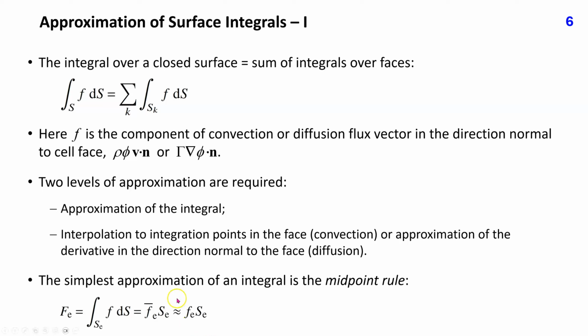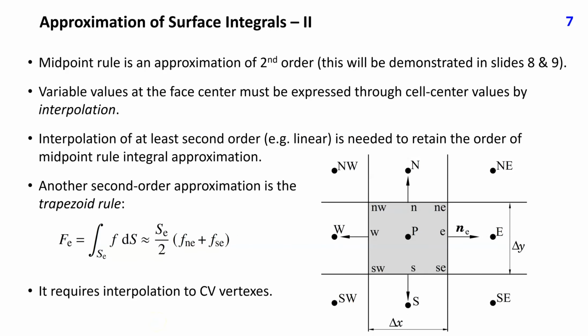The integral is approximated by the product of the integration function f at the centroid of the face, fe, and the area of this face, Se. The function value at the face centroid is assumed to represent the mean value of the function on the face, which is where the approximation comes from. The approximation is exact for a linear variation of f over the cell face. Midpoint rule is an approximation of second order. This will be demonstrated in the next two slides.